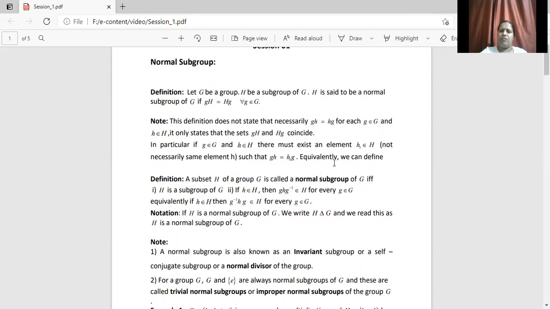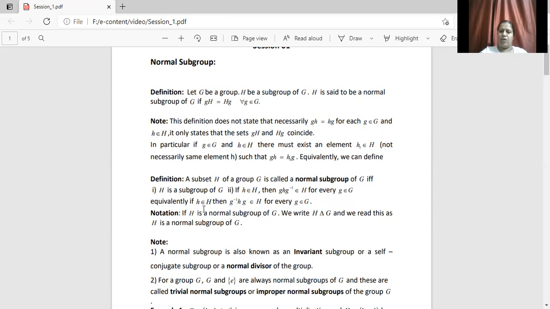Or we can define the normal subgroup as, if we consider H as a subset of group G, then that subset H is called a normal subgroup of G if and only if it satisfies the following two conditions. First one is H is a subgroup of G. That means it has to be a subgroup of G, first condition. And the second condition, if small h is an element of H, then ghg inverse belongs to H for every g in G. If these two conditions are satisfied, then we can say that the subset H of a group G is a normal subgroup of G.